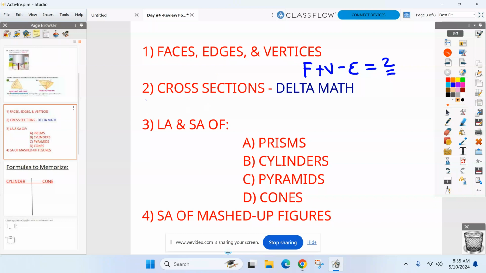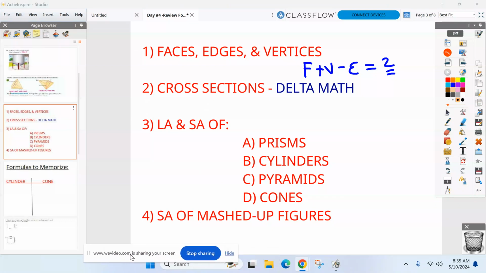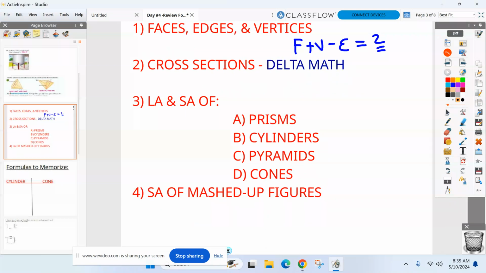Now let's get to the meat of the quiz. You've got 4 figures: prisms, cylinders, pyramids, cones. I was going to say it's all surface area, but I might ask a couple lateral area questions. And then number 4: surface area of mashed up figures. That's how we ended class every day. I think you have 1 in your packet at the end.